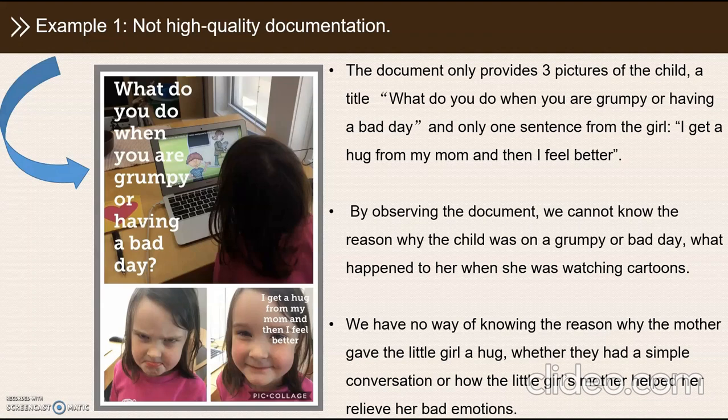I get a hug from my mom and then I feel better. So it did not give any background context in order to help us understand what was happening to this child. So we have no way to determine the reason for her anger from the documentation. There are many possibilities for this to happen, even with the quote from this child. But this documentation did not provide much information for educators to look at and analyze what next step they should work on to improve the child's learning. Therefore, it will be challenging for educators to build the curriculum plan based on this documentation.